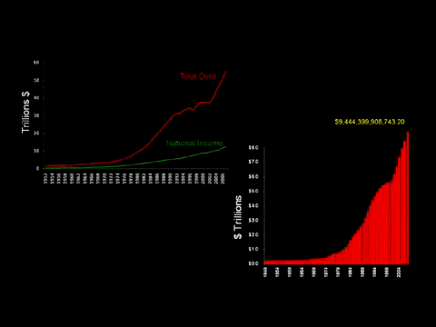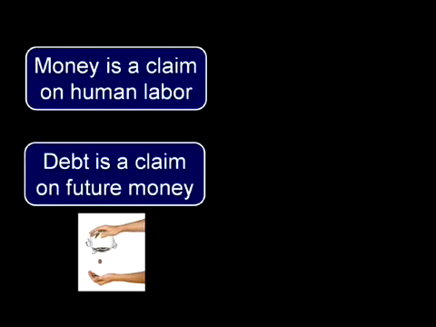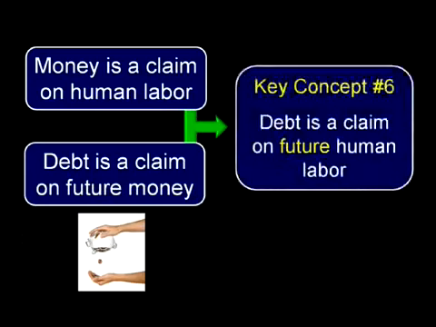I have my doubts. Now, we learned in Section 4 that money can be viewed as a claim on human labor. And we just learned that debt is really just a claim on future money. So we can put these two statements together and arrive at key concept number 6. Debt is a claim on future human labor. When we get to the section on baby boomers and the demographic challenge facing our country, I'll be recalling this very important concept.